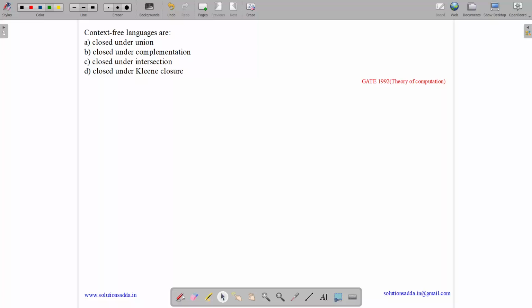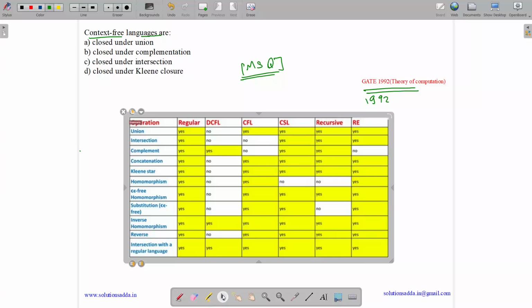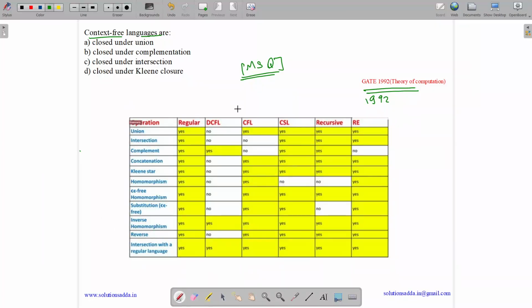This question belongs to Theory of Computation subject and was asked in GATE CSE 1992. So the question states, context-free languages are closed under union, closed under complementation, closed under intersection, and closed under Kleene closure. It is a multiple select type question, MSQ question. So for these type of questions, I have already told you that you need to remember just this table and you can solve these questions. So context-free languages are closed under union, yes, under intersection, no, under complementation, no, under Kleene closure, yes. So answer is option A and option D.